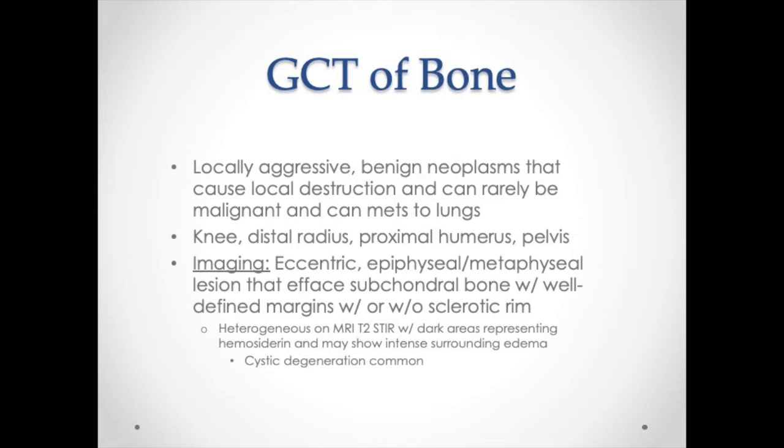It tends to be very heterogeneous on MRI, T2 STIR, with dark areas representing hemosiderin deposition, and may show intense surrounding edema depending on the degree of reaction from the bone or soft tissue. Cystic degeneration is common, and it's one of the most common tumors that develops a secondary aneurysmal bone cyst.